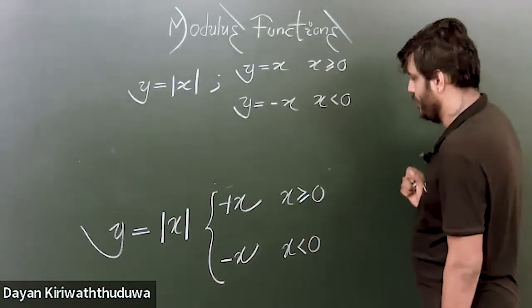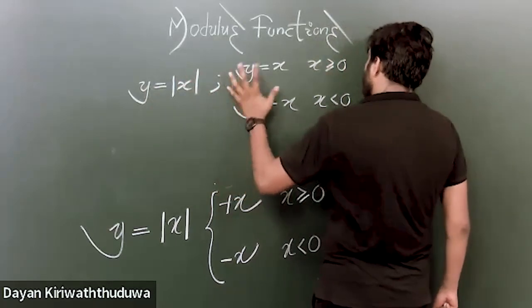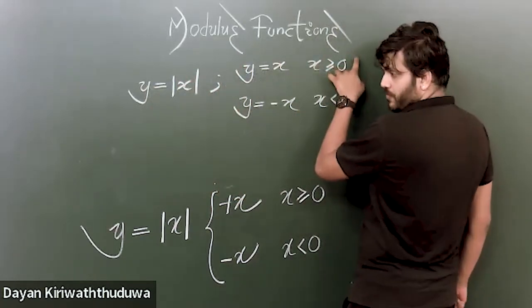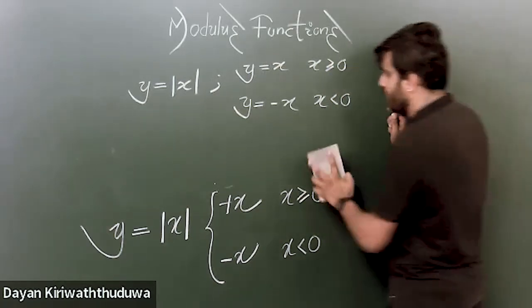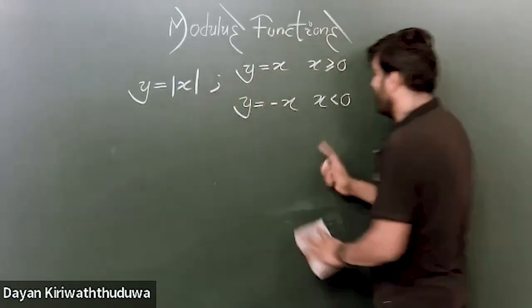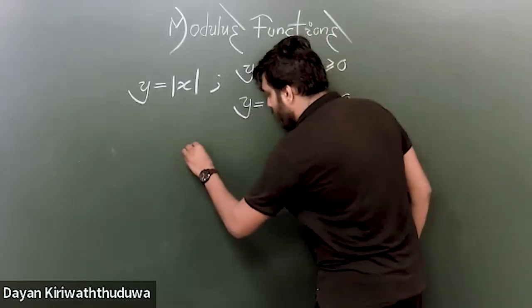Okay, now look at this. We have y equals modulus x explained by y equals x when x is greater than or equal to 0. I'm trying to understand this particular point graphically now. Okay, what is a graphical understanding?